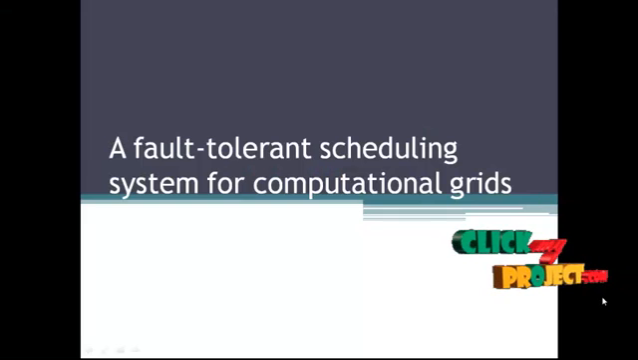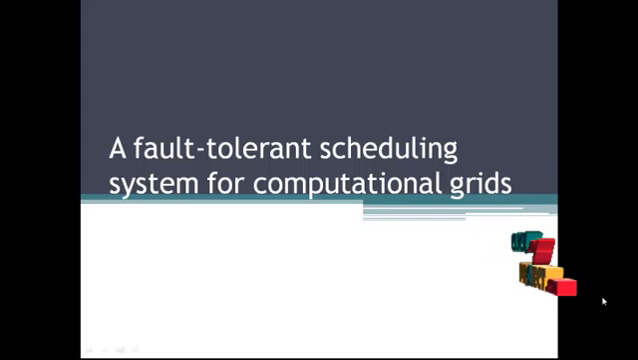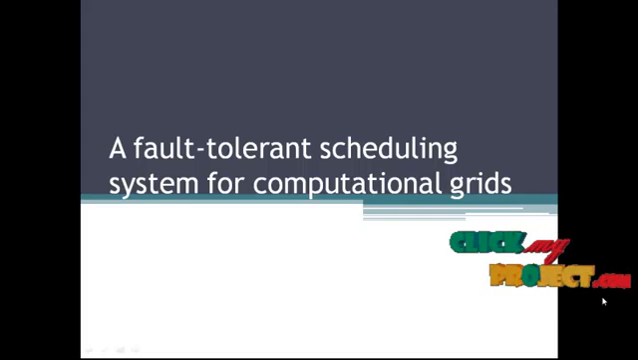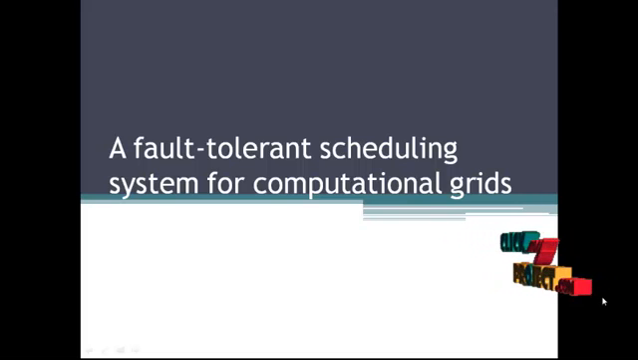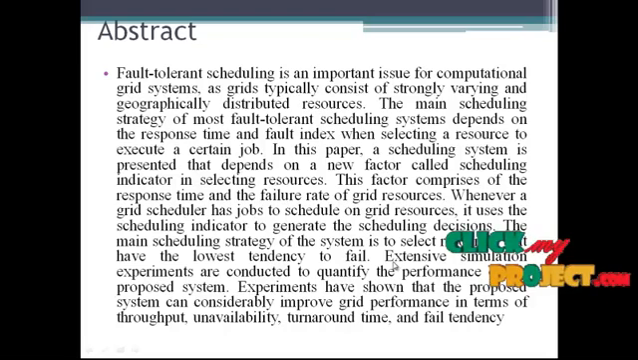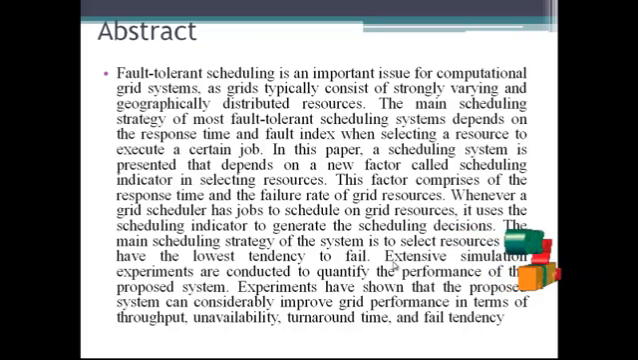In this video, we'll provide a complete demo and explanation of the project, a fault-tolerant scheduling system for computational grids, under the domain of grid computing. Fault-tolerant scheduling is an important issue for computational grid systems, as grids typically consist of strongly varying and geographically distributed resources. The main scheduling strategy of most fault-tolerant scheduling systems depends on the response time and fault index when selecting a resource to execute a certain job.